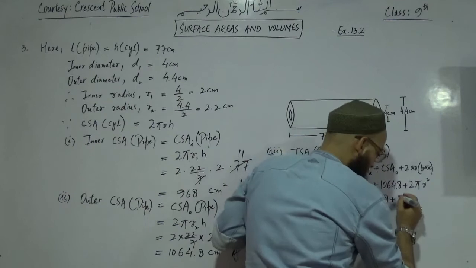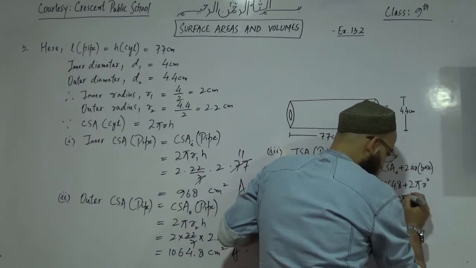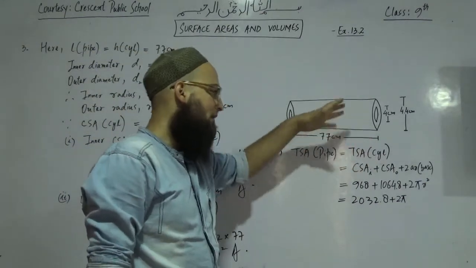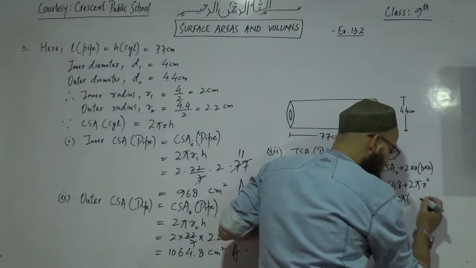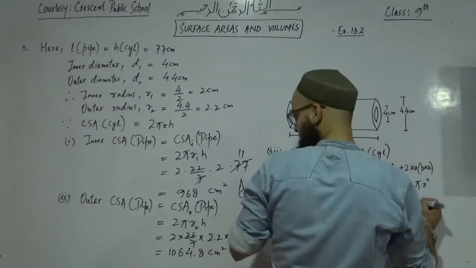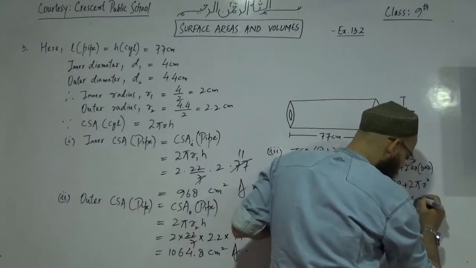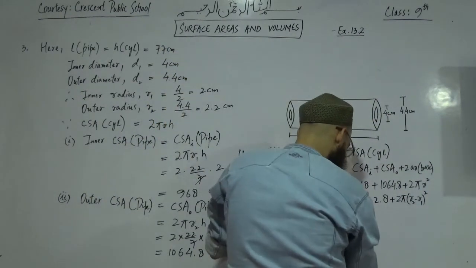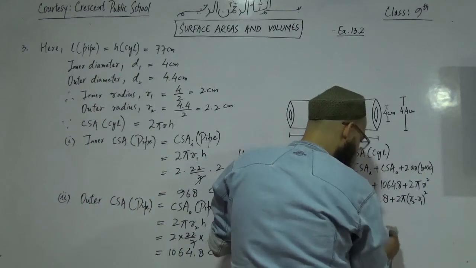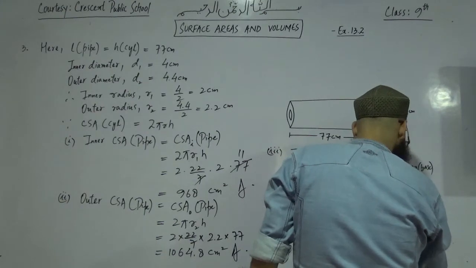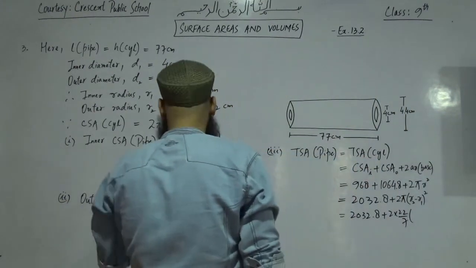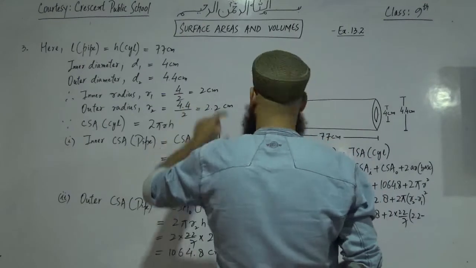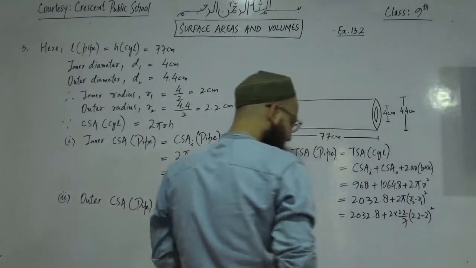Now here is a small catch. I'll write 2 pi. Now radius. Which radius you will take here? You have outer radius and you have inner radius. Now when you do square, you are taking it like this. R2 is outer. Yes. So R2 minus R1 whole square. So this is like this. Then you go 2032.8, then plus 2 times 22 by 7, then times R2, we got 2.2 minus R1, you got 2, then you do the square.